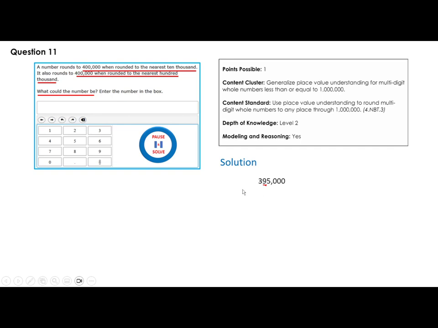And if you want to round this to the nearest 100,000, 100,000 is here, and this one being more than 4, it adds to this, and it gives you 400,000. Now the easiest answer to this question is 400,000. It rounds to itself, right? It's good. 404,000 is okay. Any value greater than or equal to 395,000 and less than or equal to 405,000, okay?